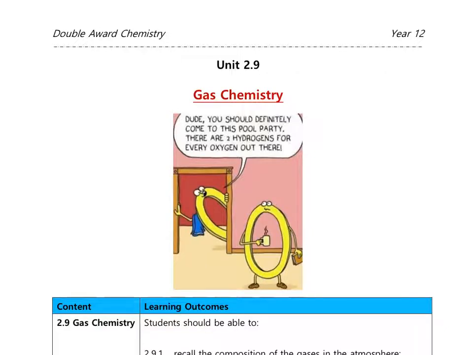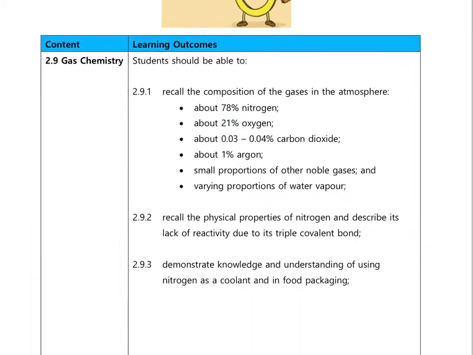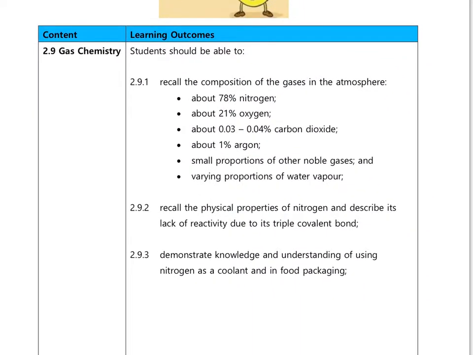So this video is going to take you through as quickly as possible Unit 2.9 Gas Chemistry. It's not the most exciting topic, I have to say, and it's pretty straightforward, so I'm hoping that you can work through most of it independently. If you have a brief look at the specification, you can see that the first section is about the composition of gases in the atmosphere, which we'll look at shortly.